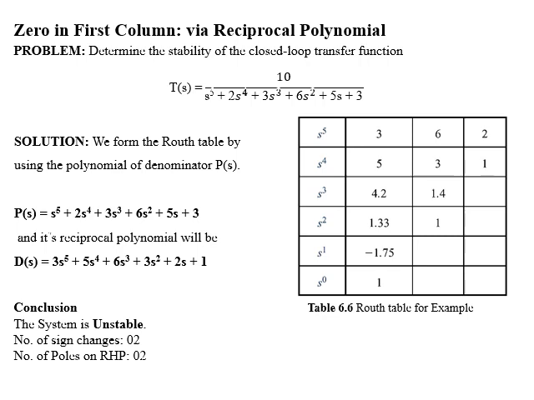Dear students, now we will solve the example of 0 in first column with the help of reciprocal polynomial. T of S is the transfer function for the given system, and polynomial for denominator P of S is given. Highest power of the polynomial is 5, and it is s^5 + 2s^4 + 3s^3 + 6s^2 + 5s + 3.